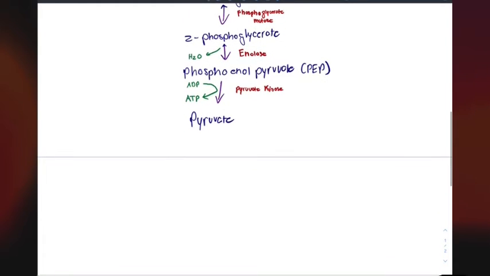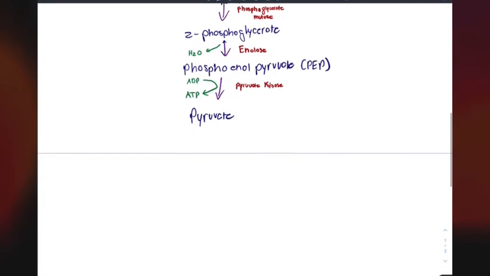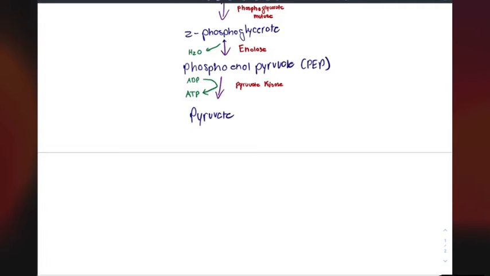So what happens to this pyruvate in glycolysis? Why is it actually made? So pyruvate in cells with a mitochondria can actually go forward and turn into acetyl-CoA using a certain enzyme complex called the pyruvate dehydrogenase complex.